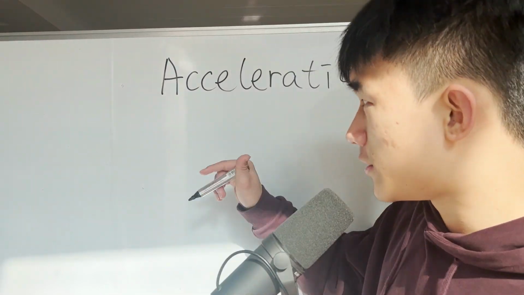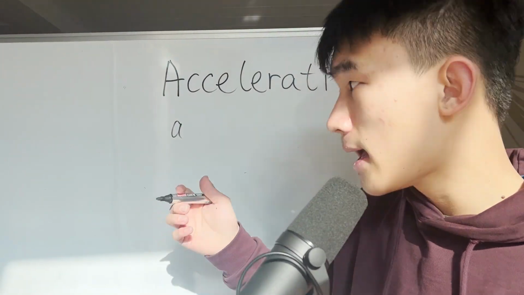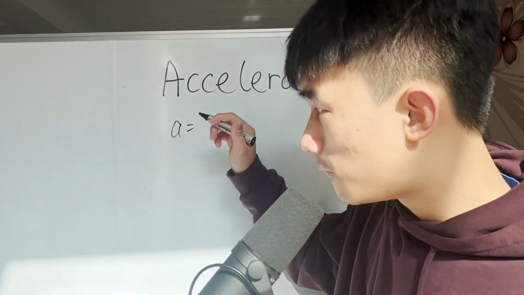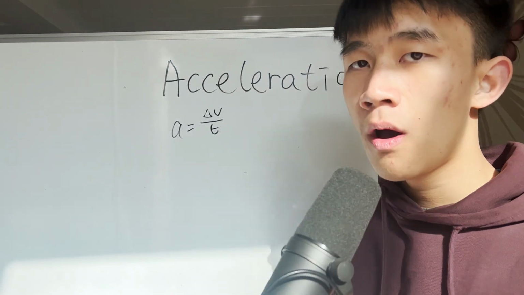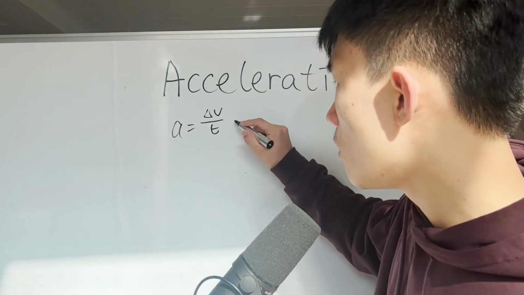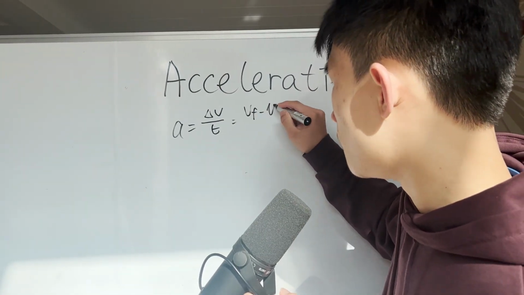So its definition can be explained by a formula, which is acceleration, denoted by the letter A, is equal to the change of velocity in a given period of time. All right, so what is the change of velocity? Well, it is the final velocity of the object minus the initial velocity, right?